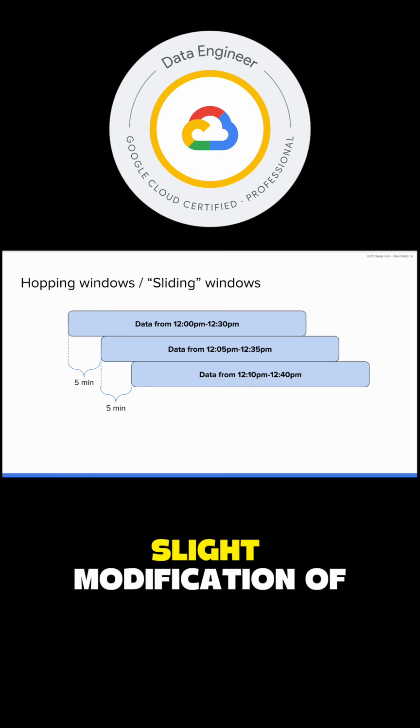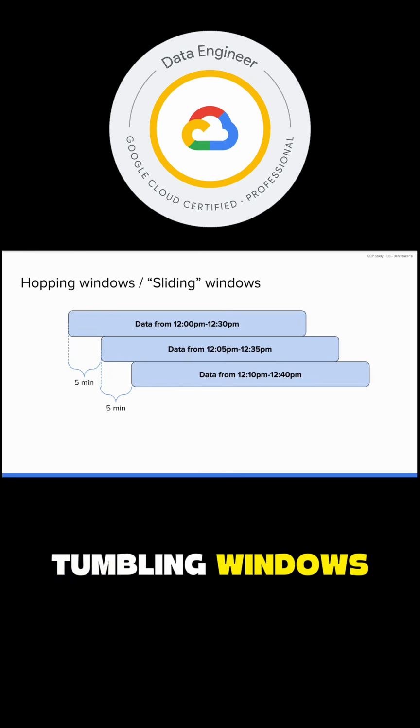For example, here's a slight modification of the previous example I gave of tumbling windows. Here, each window is 30 minutes in duration again, but a new window is created every 5 minutes. The first window is created at 12:30 and it contains data from 12 to 12:30. 5 minutes later, though, another window is created of the same duration. It contains data from 12:05 to 12:35, and this continues.